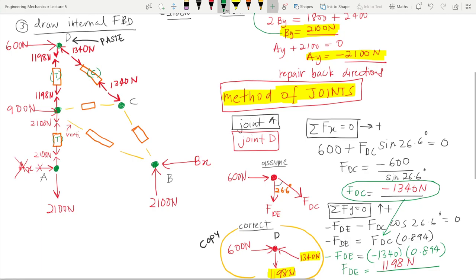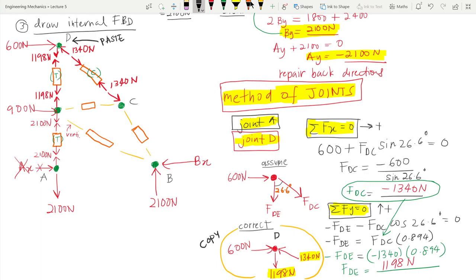So far, we have solved how many joints? Joint A just by looking at it, and joint D by summation Fx and next we solve summation Fy. So obviously there's no moment here because there's only one point. There is no distance. So there's no moment. So let's look back at our joints. How many joints have we solved? We have solved 1, 2, 3 joints.